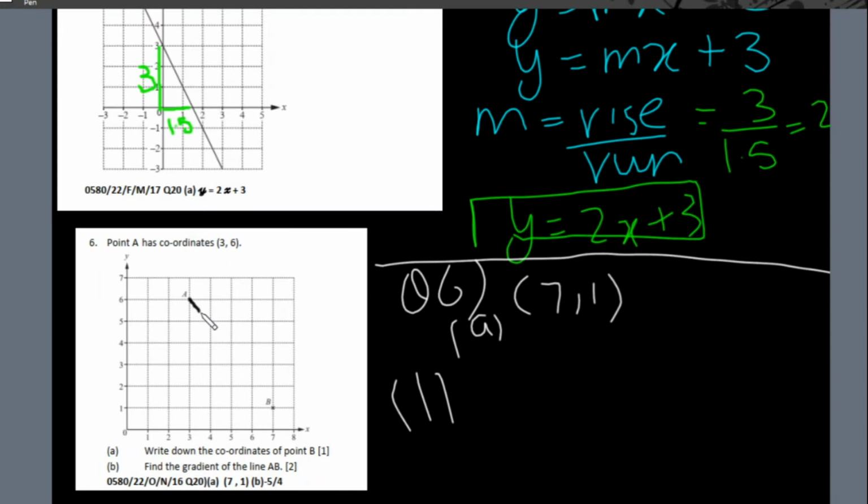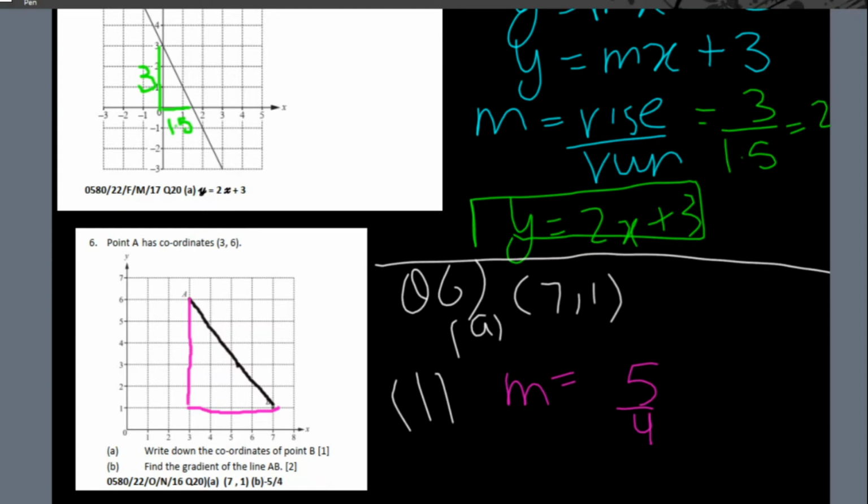Let's make a line over here. We need the rise over run of this line. So what's the value of rise? 1 unit, 2, 3, 4, 5 units, and then 1, 2, 3, 4 units. So m will be 5 by 4. 5 is the rise, 4 is the run, and it is a falling line, so it will be minus 5 over 4.